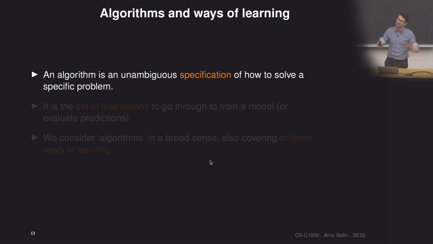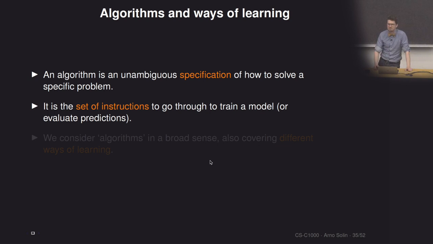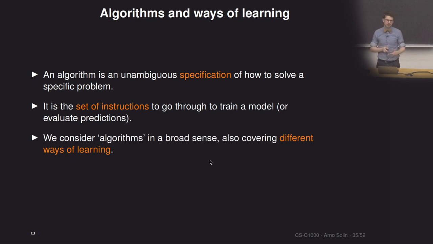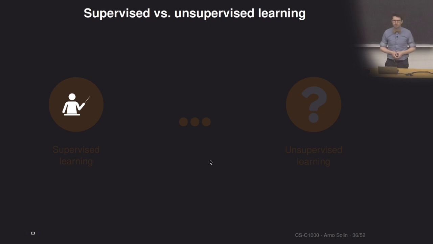I say a lot of things on these lectures. It's a secret sauce in the sense that it brings together the other parts. So you could think of algorithms being a set of instructions or a description how to go through to train the model or evaluate predictions. But I also then consider algorithms in a very broad sense here for different ways of learning. And this is kind of central to machine learning, these different ways of learning.